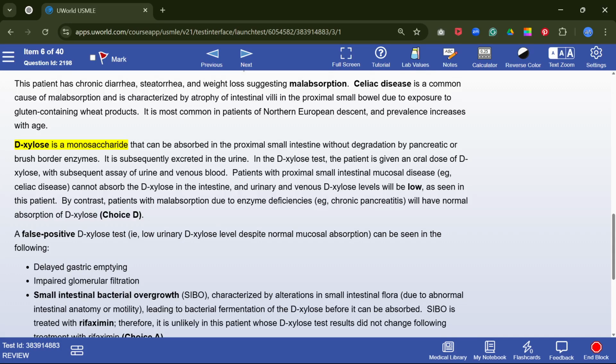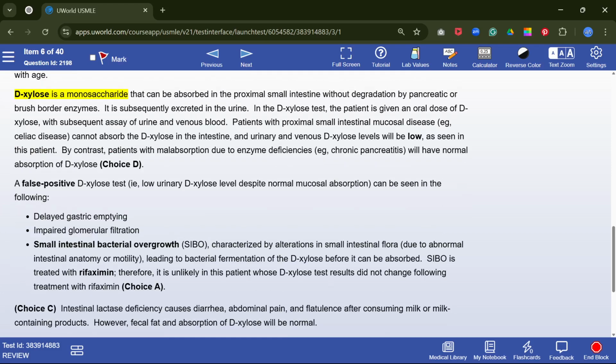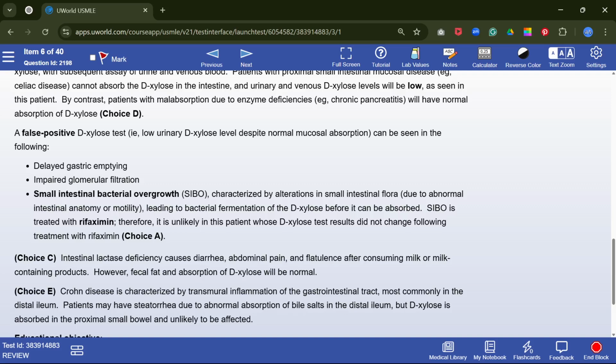A false positive D-xylose test, low urinary D-xylose level despite normal mucosal absorption, can be seen if there is delayed gastric emptying, impaired GFR or glomerular function, or SIBO, small intestinal bacterial overgrowth. SIBO is characterized by alteration in the small intestinal flora due to abnormal intestinal anatomy or motility, leading to bacterial fermentation of the D-xylose before it can be absorbed. SIBO is treated with rifaximin. Therefore, it is unlikely in this patient whose D-xylose test results did not change following rifaximin. So the most likely diagnosis here is celiac disease.